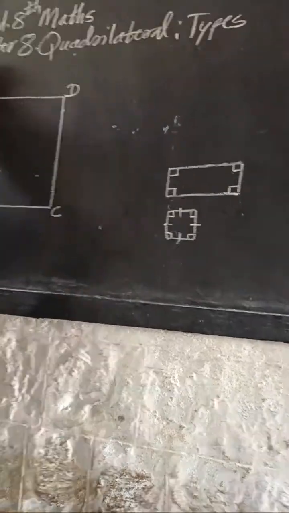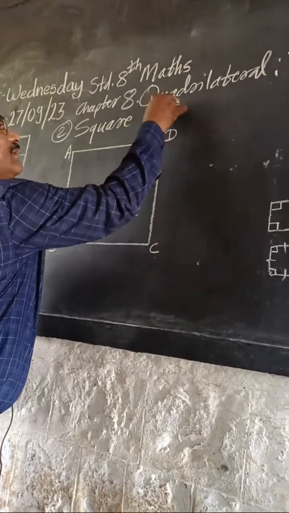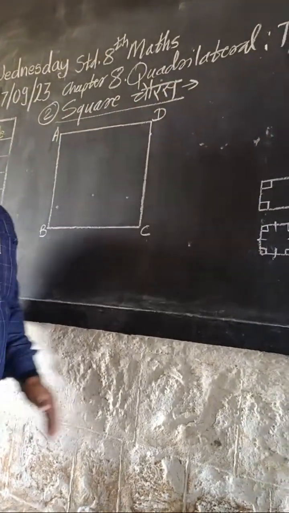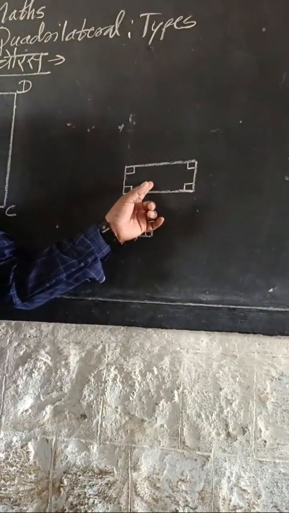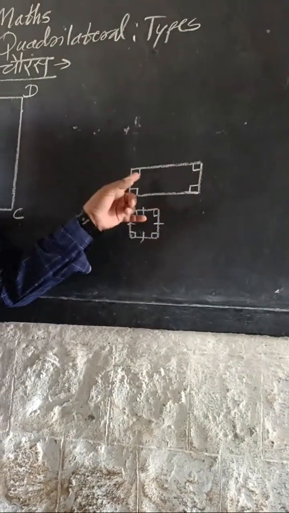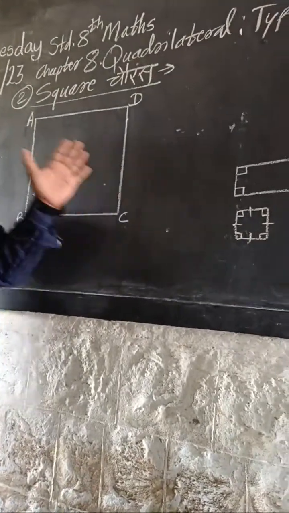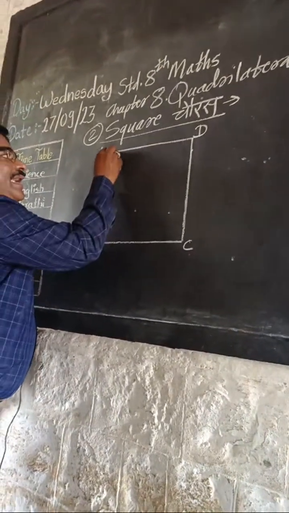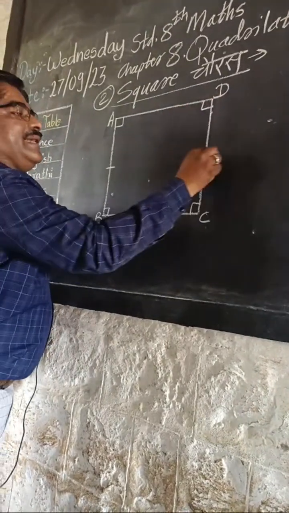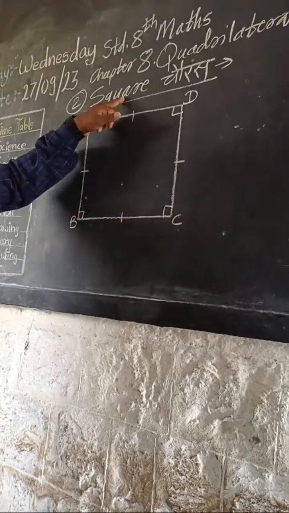A square. In Marathi it is chaurus. If all sides of a rectangle are congruent, then that rectangle is called a square. Otherwise, another definition of a square is: all angles and all sides are congruent, then it is called a square.